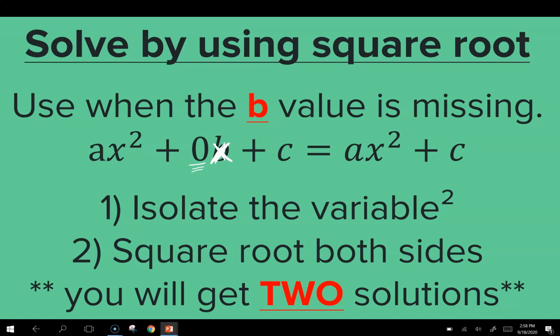Remember, when we square root something, we should always get 2 answers. Because 5 times 5 is 25, and negative 5 times negative 5 also equals 25. So we should get 2 solutions, a positive and a negative, when we square root something.